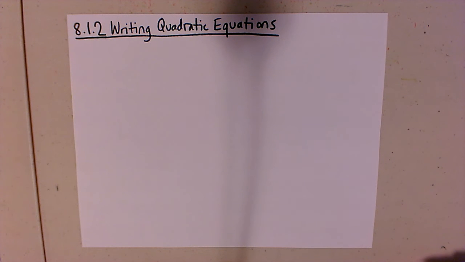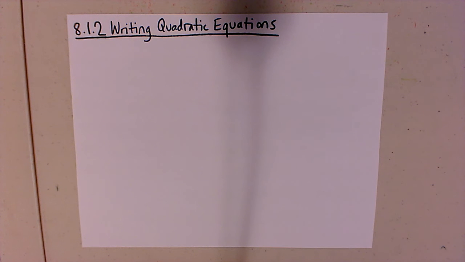This is Section 812, which is writing quadratic equations when you're already given the solutions. So what we're doing is we're kind of going backwards from what we did in 811. In 811, we had a quadratic equation, and we had to solve it and find the solutions. And now we're given the solutions, and we have to use those to write the equations.